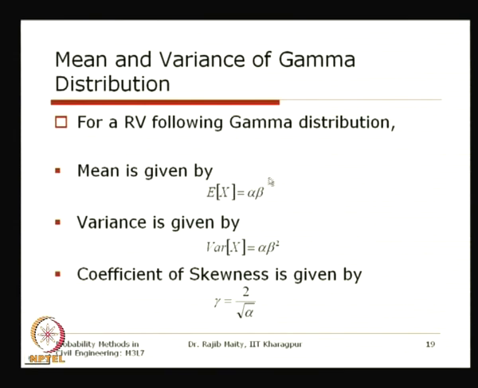For this gamma distribution, these are some initial moments: the expected value of x is equal to alpha multiplied by beta. The variance is given by alpha beta square, and the coefficient of skewness is given by 2 by square root of alpha. Here you can see that the coefficient of skewness depends only on one parameter, alpha, and as alpha is greater than 0, the skewness is always positive. If alpha increases, the skewness decreases.